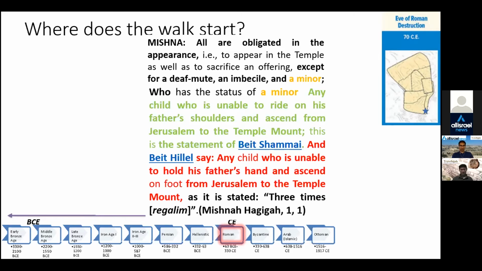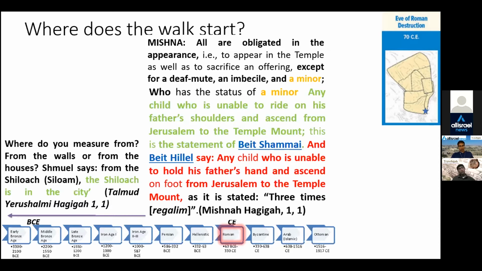But wait a minute, what does that mean? The Temple Mount is inside Jerusalem. How can you go from Jerusalem to the Temple Mount? I wasn't the first one that asked this question. It was already asked by the sages of the Talmud. And here I have a quote from the Jerusalem Talmud, which was actually edited in the land of Israel, mainly in Tiberias in the north, a few centuries after the destruction of the Second Temple.